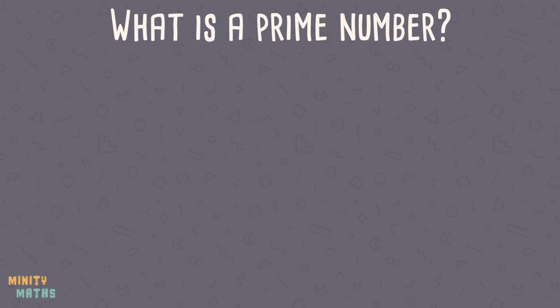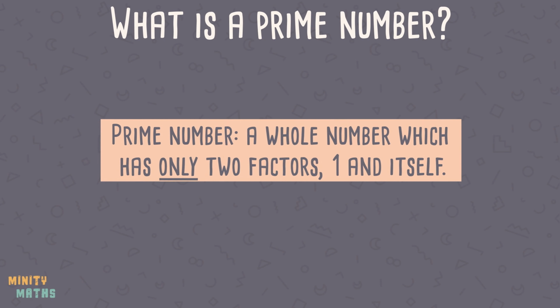A prime number is a number that has only two factors, 1 and itself. No other numbers will equally divide into a prime number. For a refresher on factors, see our video linked above.